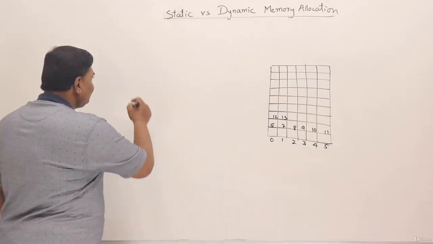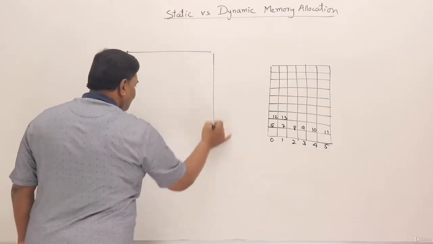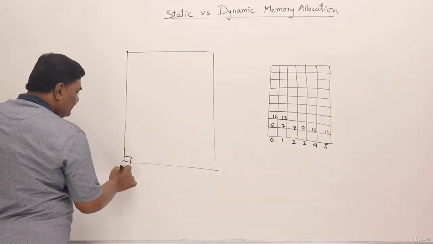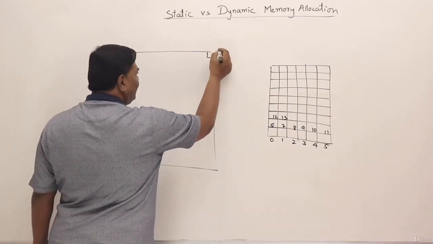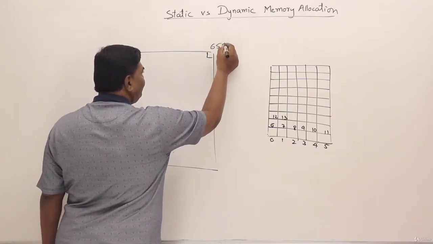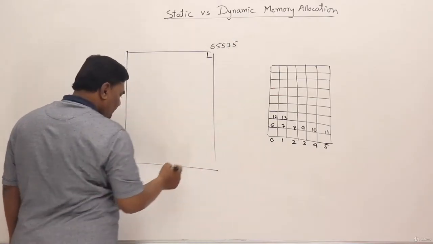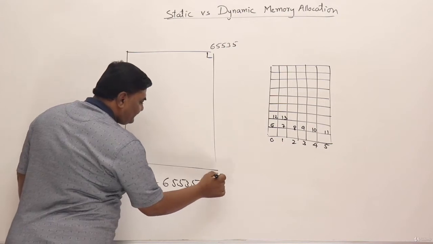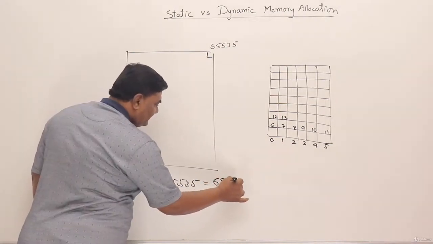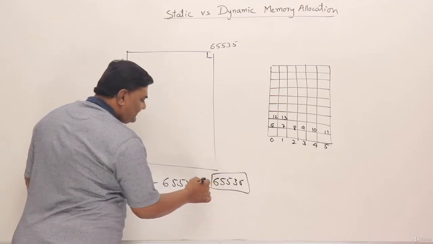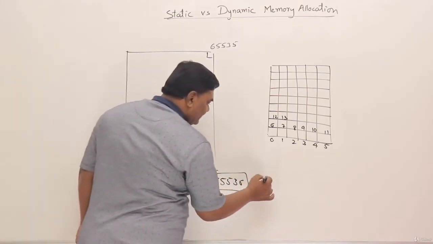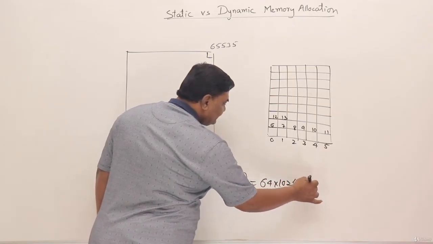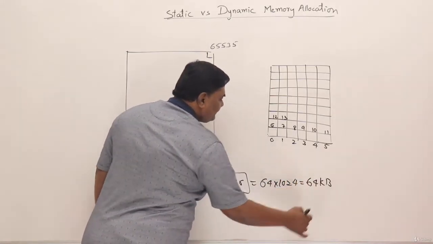It depends on the size of the memory; every byte will have its own address. If I take a bigger memory, and the cornermost byte's address is 0, let us assume the other cornermost byte's address is 65535. So 0 to 65535 makes 65536, so the total number of bytes is 65536. This is nothing but 64 into 1024, so this is 64 kilobytes.